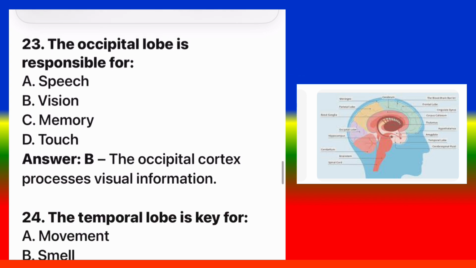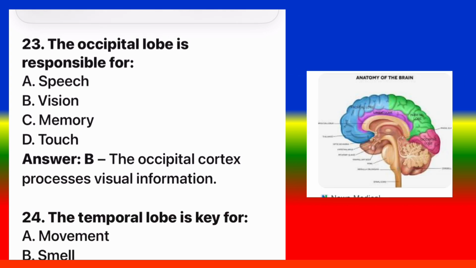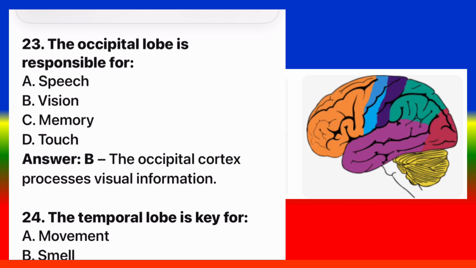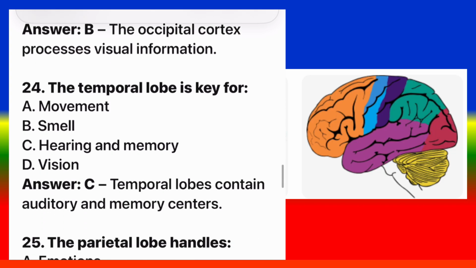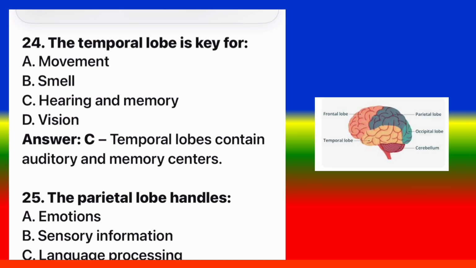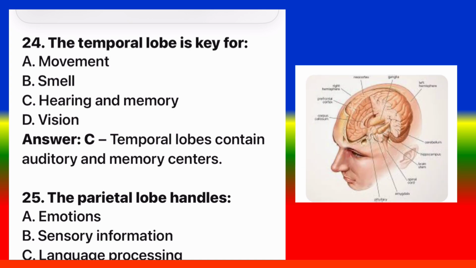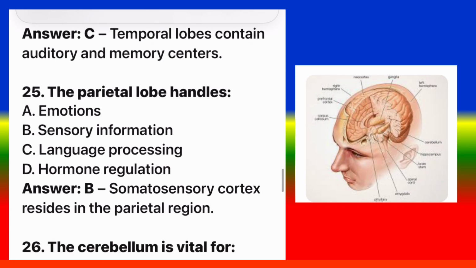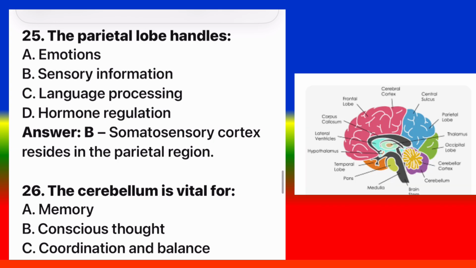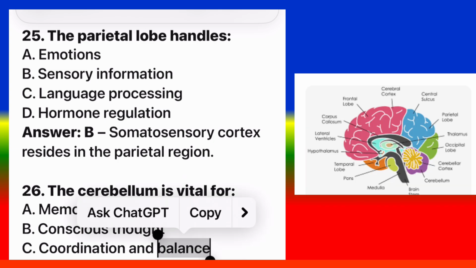23. The occipital lobe is responsible for A, speech, B, vision, C, memory, D, touch. Answer B, the occipital cortex processes visual information. 24. The temporal lobe is key for A, movement, B, smell, C, hearing and memory, D, vision. Answer C, temporal lobes contain auditory and memory centers. 25. The parietal lobe handles A, emotions, B, sensory information, C, language processing, D, hormone regulation.